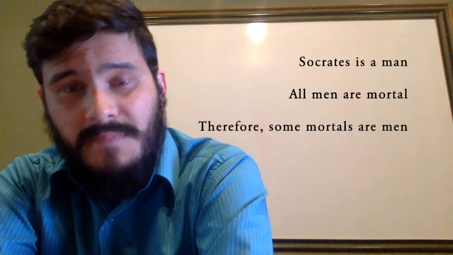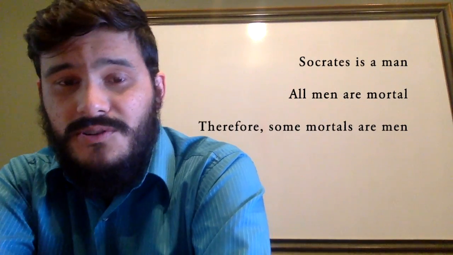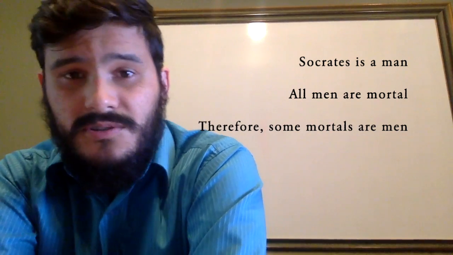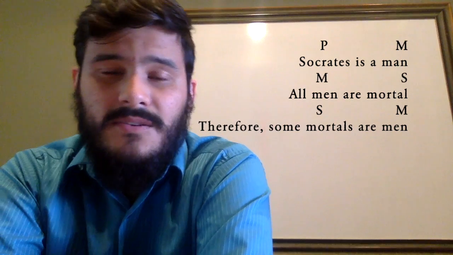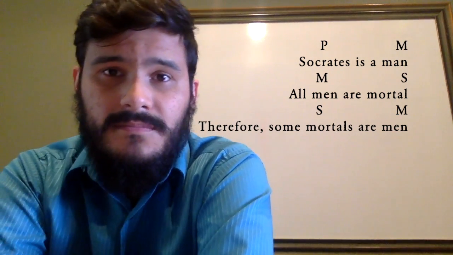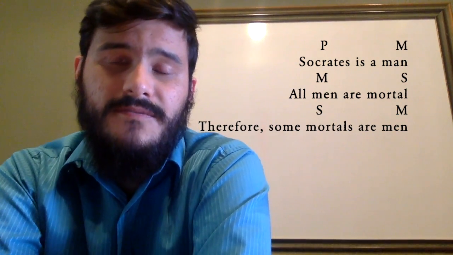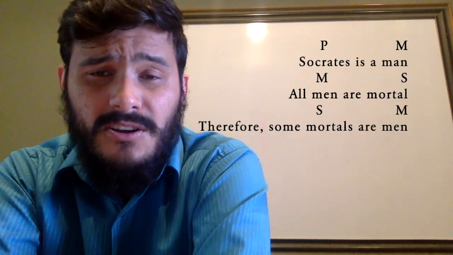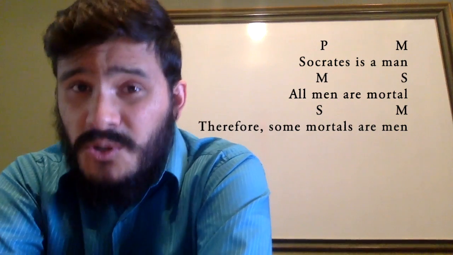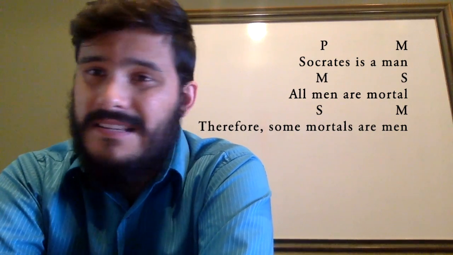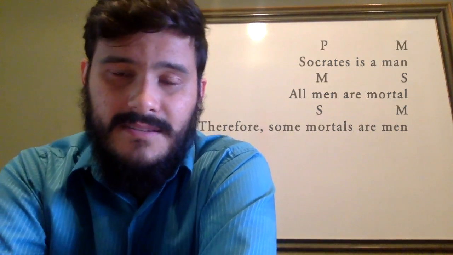Consider this example. Socrates is a man. All men are mortal. Therefore, some mortals are men. Now, what's happened here? Men, or man, is our middle term because it appears in both the first and second premise, but it's also creeped into the conclusion. Some mortals are men. And while that's true, it breaks the machine because it doesn't follow from the premises.